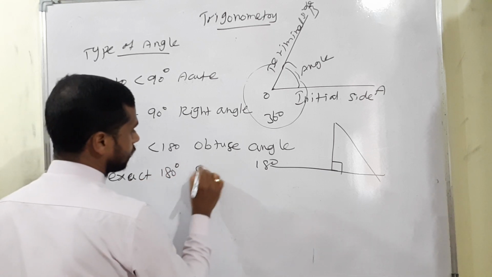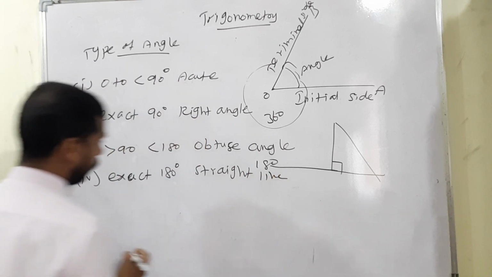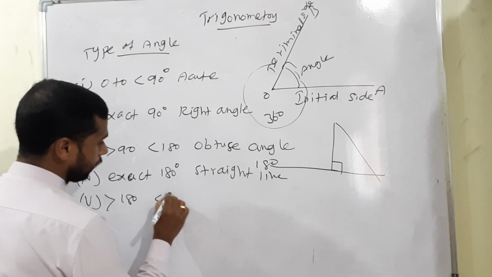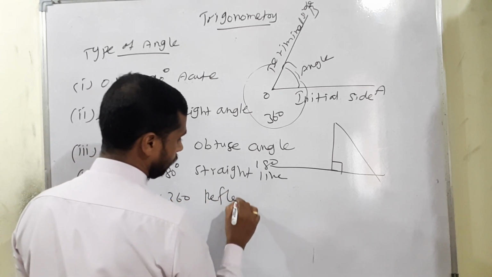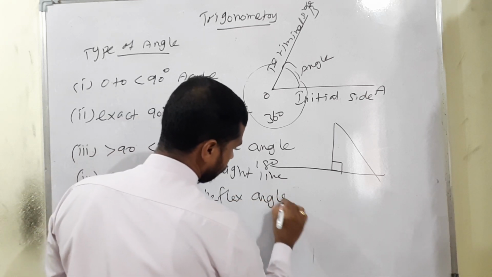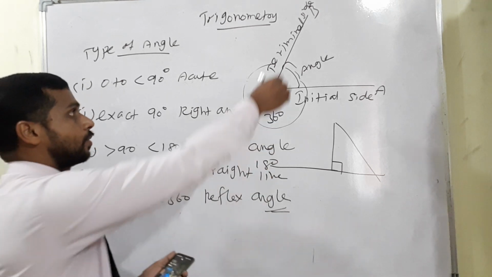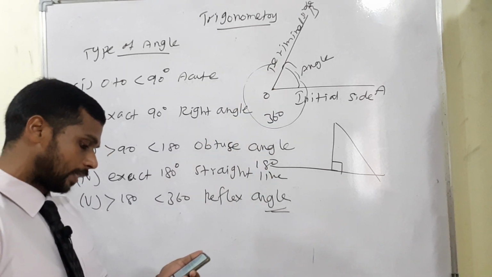Exactly 180 degrees is called a straight line. Then more than 180 to less than 360 is called a reflex angle. Exactly 360 means one complete revolution, isn't it? So that is one complete revolution.